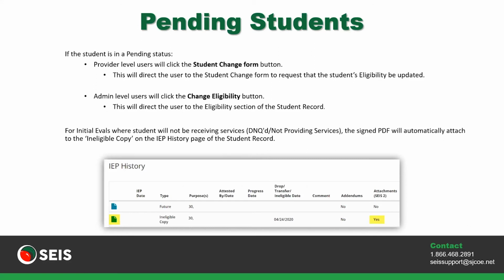What's going to happen with that e-signature document once everybody has signed is that the signed PDF is going to automatically attach to the ineligible copy on the IEP history page of the student record, as you see here. You can click it to go into it if you need to see the attachments tab. But you can also see that there is an attachment to that ineligible copy. So just a quick tip.